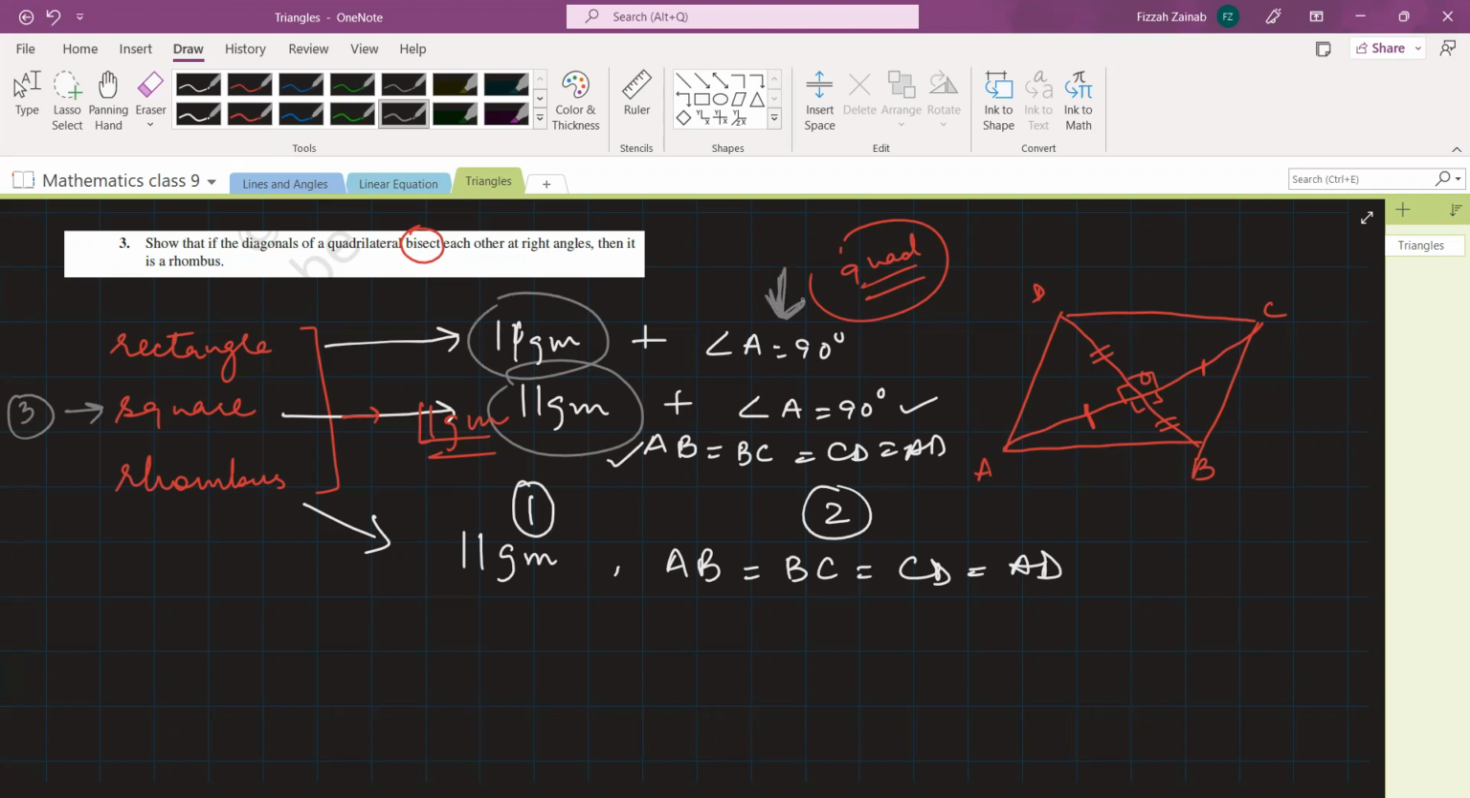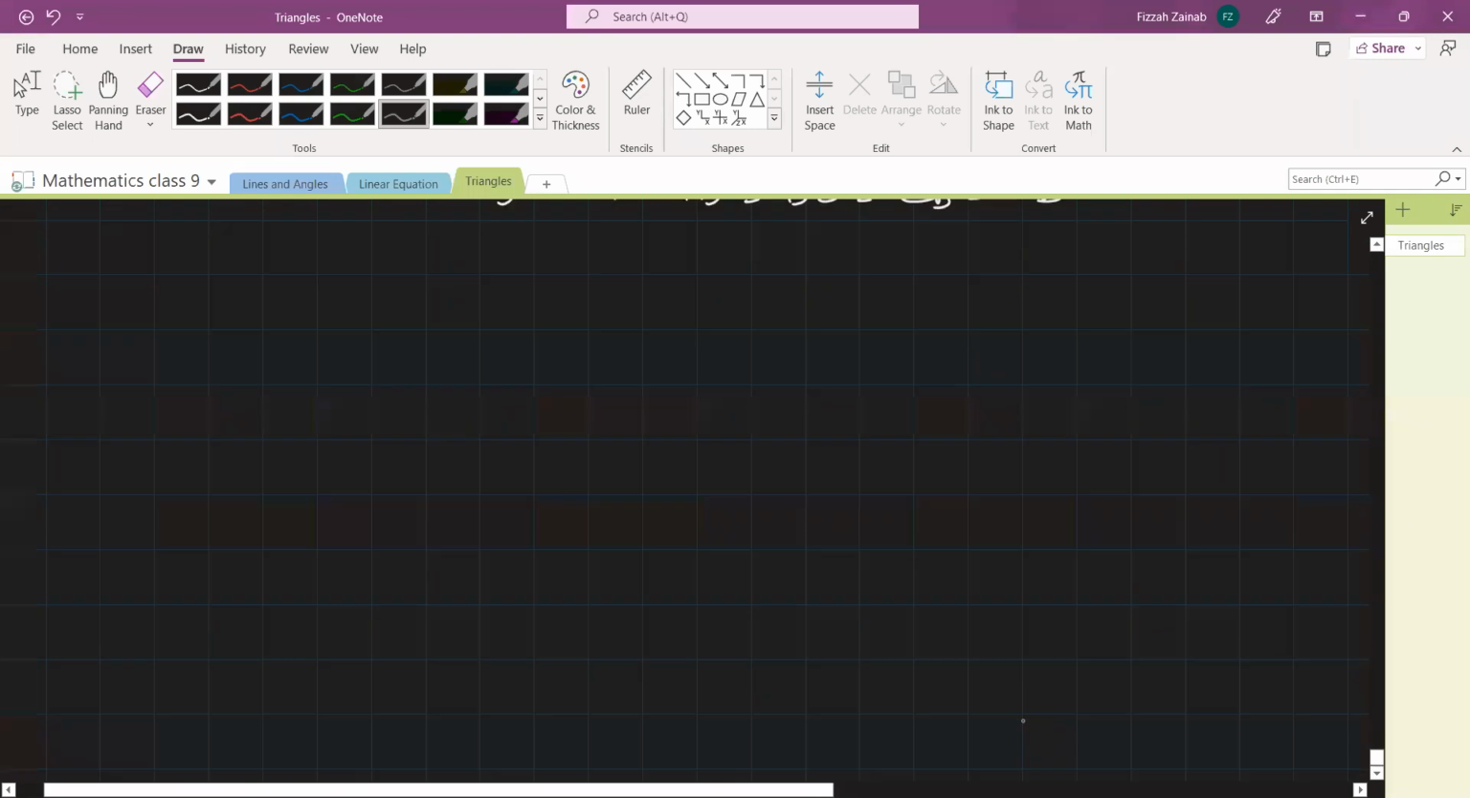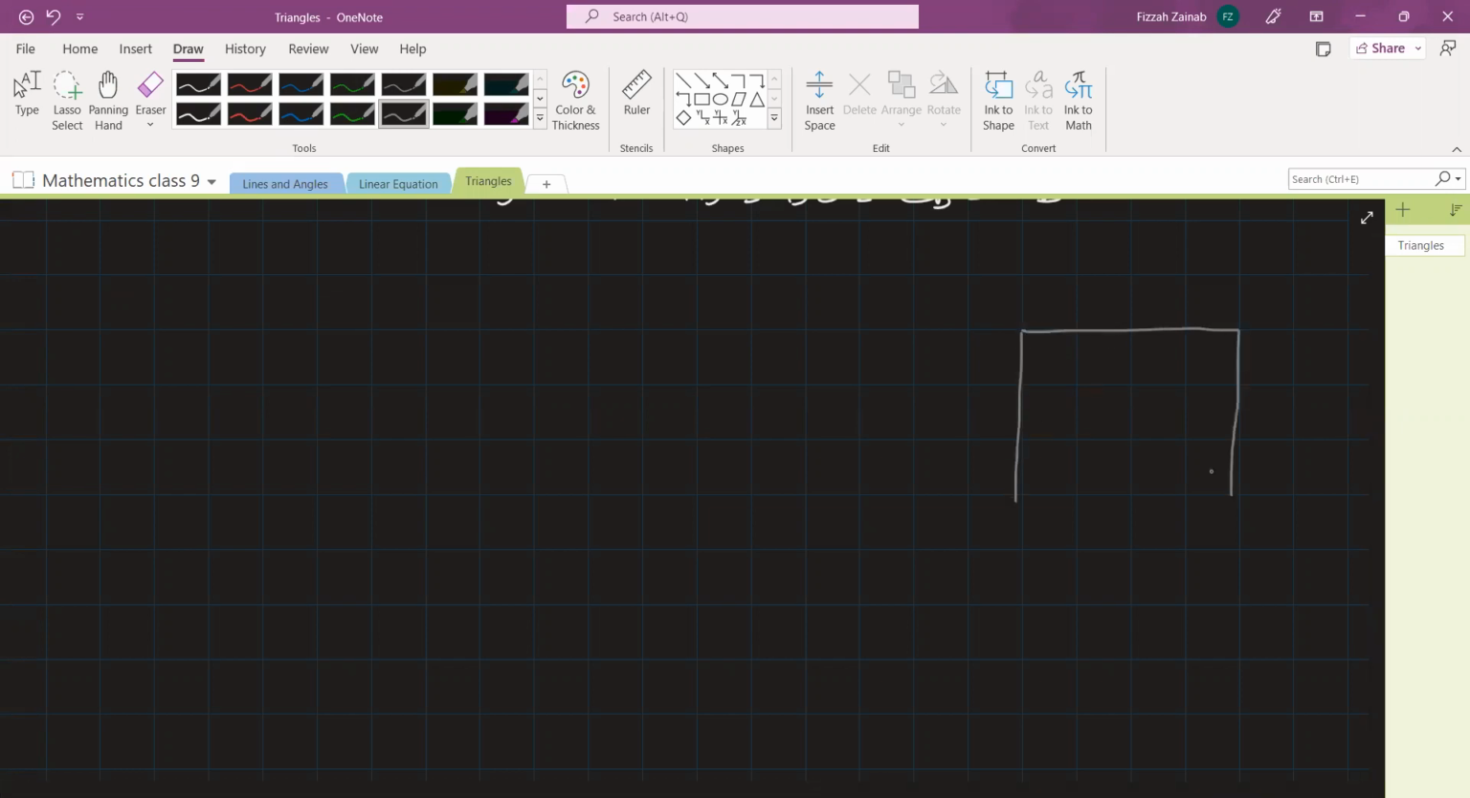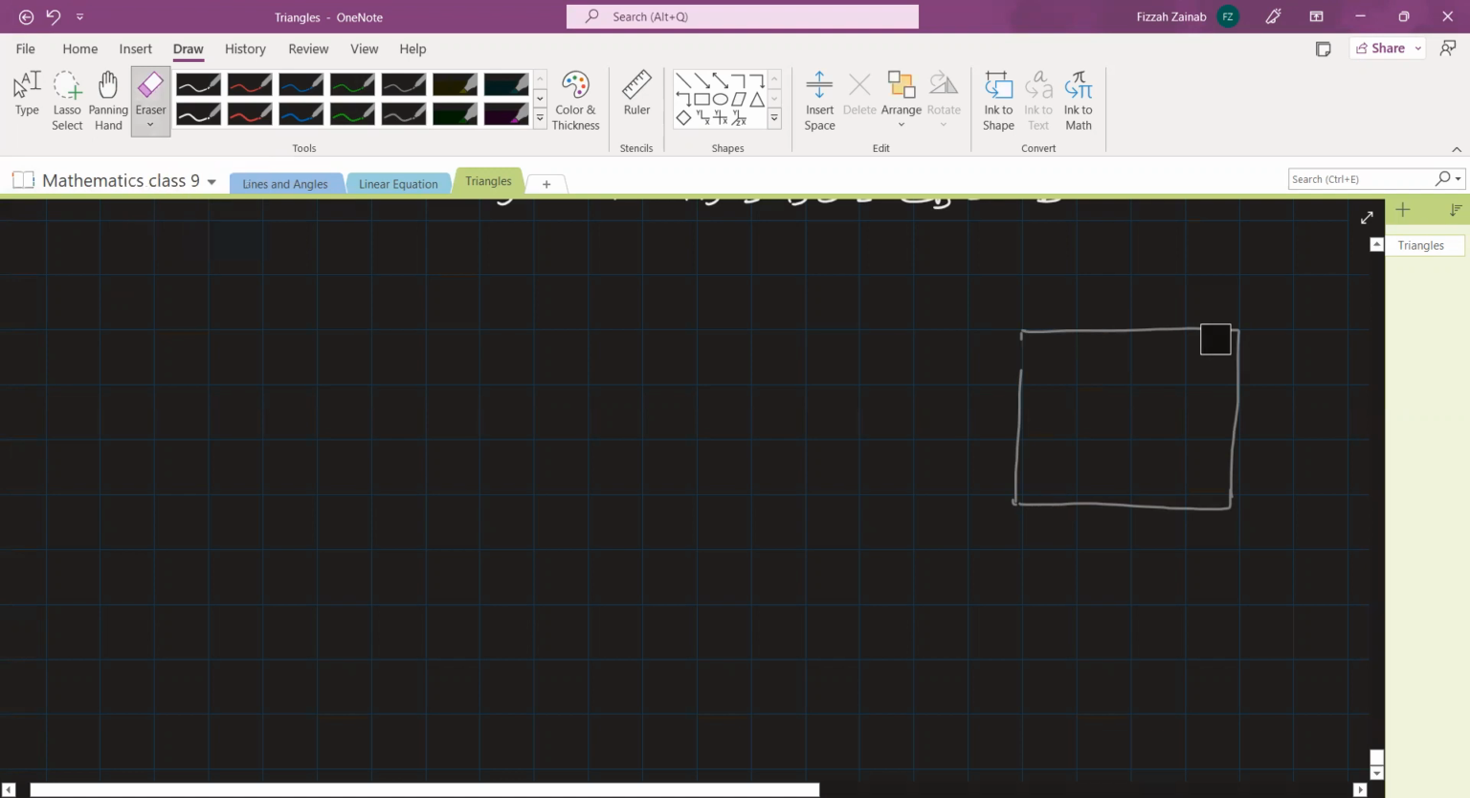Let us do the question. Right. So question number 3. Let us draw a proper figure now. So it's just a quadrilateral. I'm not drawing it like a rhombus. If you want, you can. No issue. Or you can make it a little bit like a rhombus.